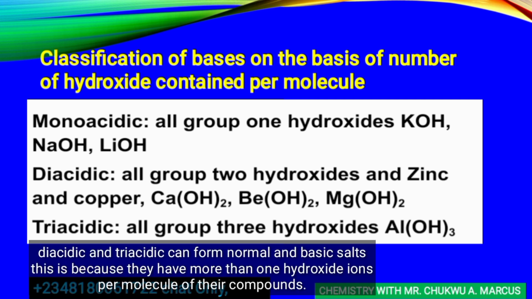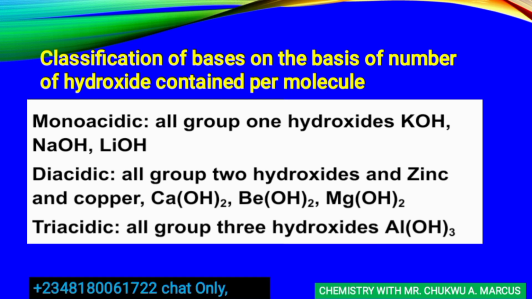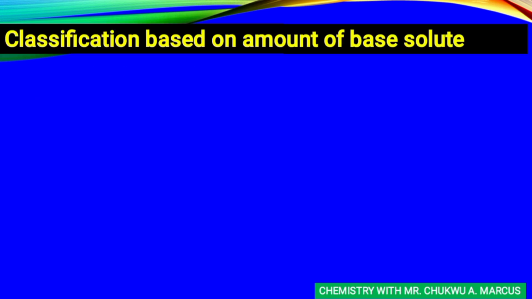So we have diacidic, all group 2 hydroxides, and also zinc and copper are examples of diacidic hydroxides. So they have 2 hydroxides, as you can see on the screen. We have triacidic, like all group 3 hydroxides. An example is aluminum hydroxide, although this aluminum hydroxide shows amphoteric nature.